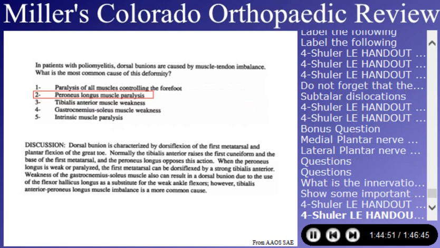This is a great question. This will show up. Patients with polio: dorsal bunions are caused by muscle tendon imbalance. What is the cause of this? And you've got to know what plantar flexes the first ray. Okay? And the reason why your peroneus longus is now not functioning, so you now dorsiflex the first ray and you get that dorsal bunion. Okay?